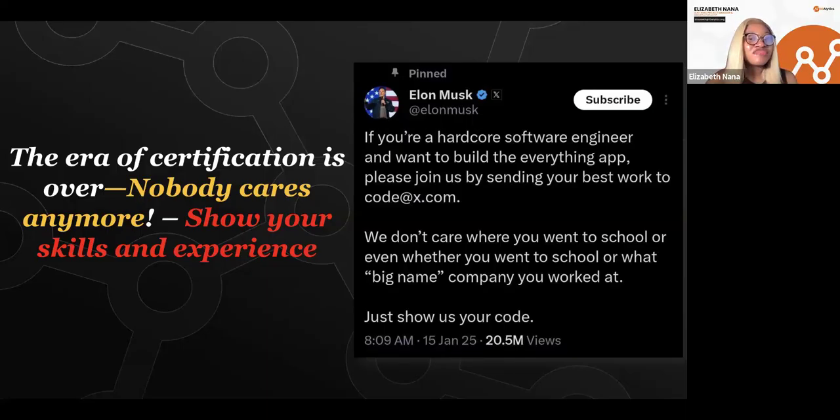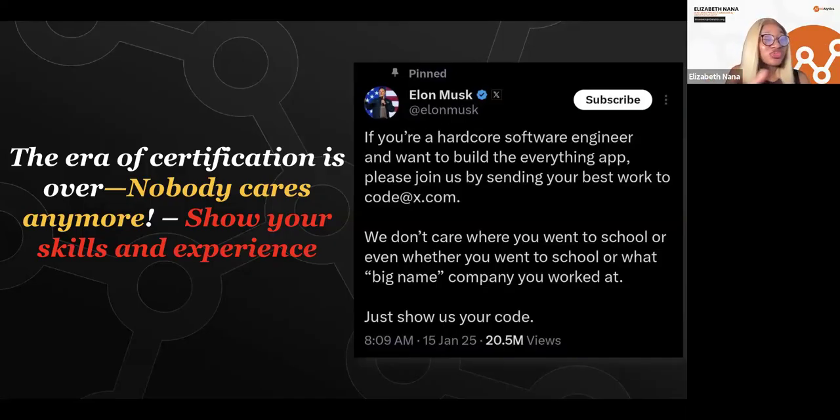Now, Elon says, if you are a hardcore software engineer and you want to build the everything app, he was building an app. He says, you know what, if you are a software engineer and you feel like you are hardcore, you have the skills, please just send us your best work. Basically, send us your portfolio. That's what he's asking for. And he drops the email. He says, if you feel like you have the skills, send us your portfolio.